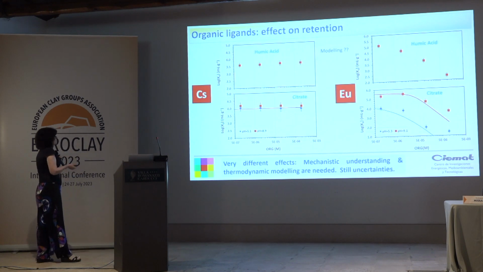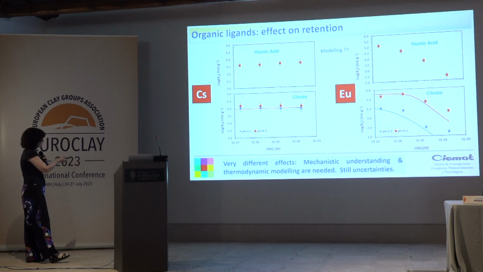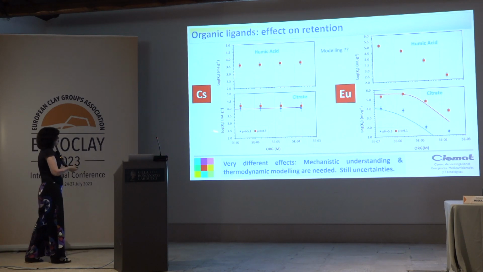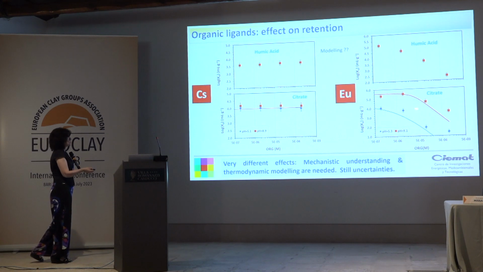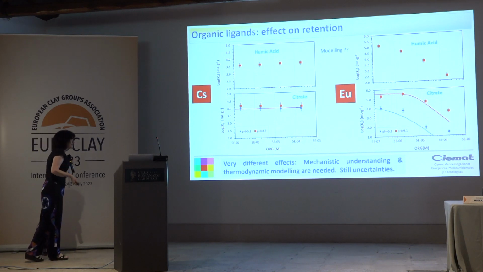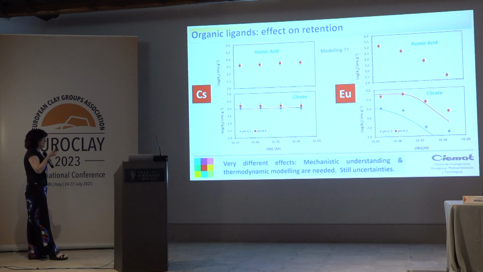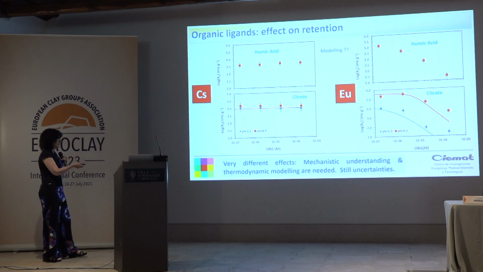This is, for example, the effect of humic acid and citrate on cesium and europium. In the case of cesium, there is no effect at all of the presence of the organic. In the case of europium, we can observe a strong decrease as the concentration of the organic increases. So there are very different effects. I want to underline again the need for mechanistic understanding and for a thermodynamic model, because there is still uncertainty on this issue.